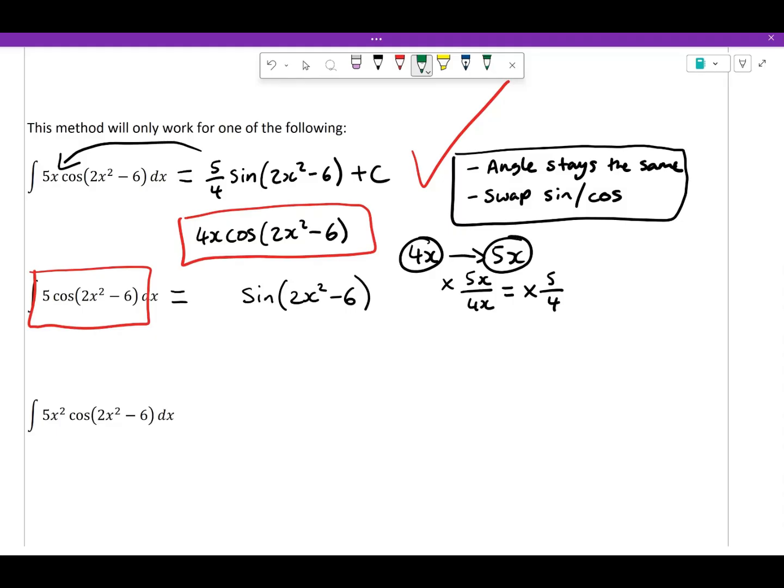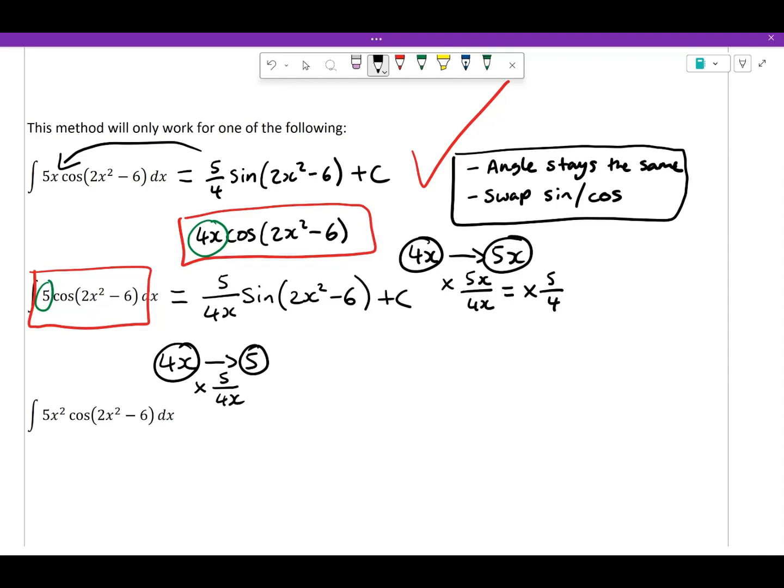In front, we have a 4x here, we have a 5 over here. So how do we get from 4x to 5? Well, we'd have to multiply by our destination, 5, divided by our start point, 4x. So that's going to go in front of my possible answer. And then, of course, plus c.